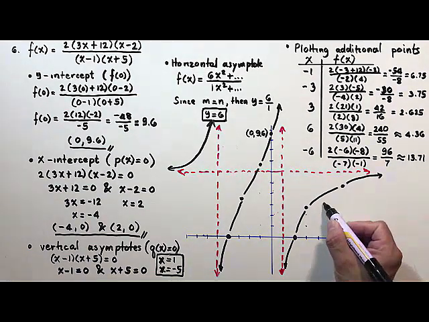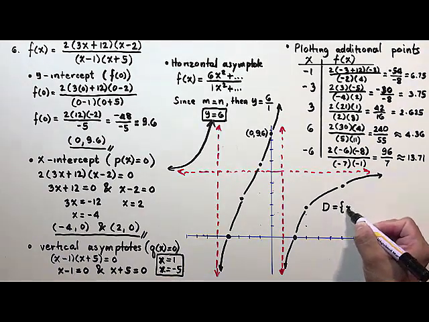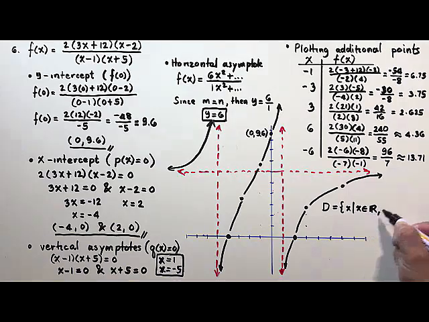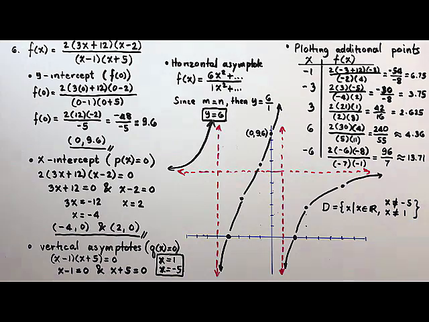So what is the domain of the function? The domain of the function is the set of all x such that x is a real number and x must not be equal to negative 5, and also x must not be equal to 1, because these are the values of x where we find our vertical asymptotes, and our function is not defined at these values of x.